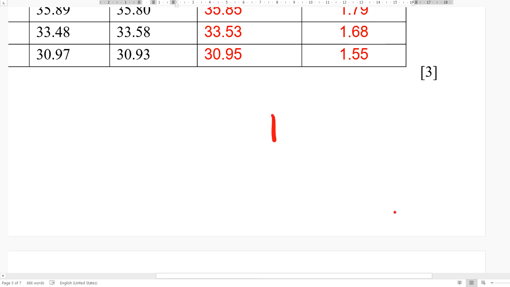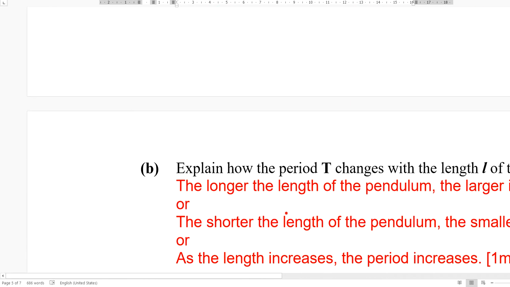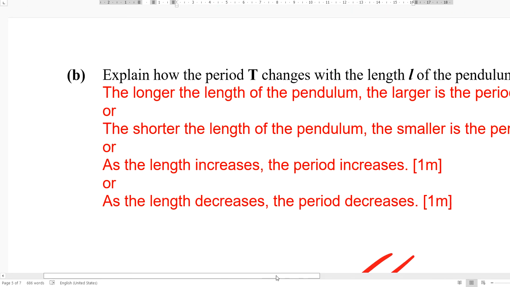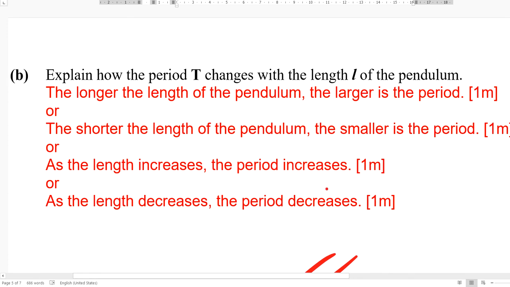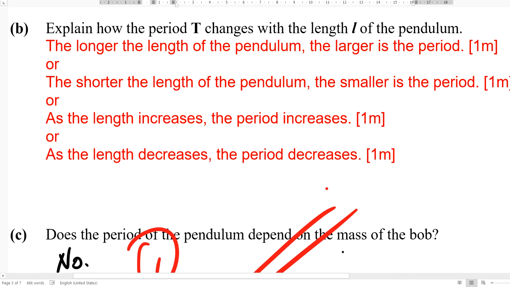Finally, last few parts. Explain how the period changes with the length of a pendulum. So you can choose to copy down any one of these. They all mean the same thing. Okay? If I were you, I will copy this down, because it's the shortest. As the length increases, the period increases. That must therefore mean as the length decreases, the period decreases.